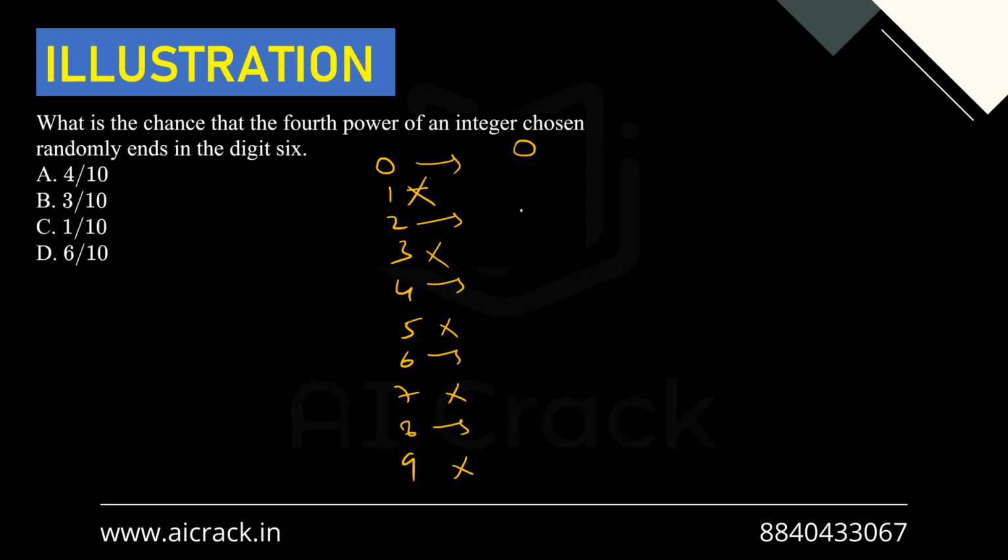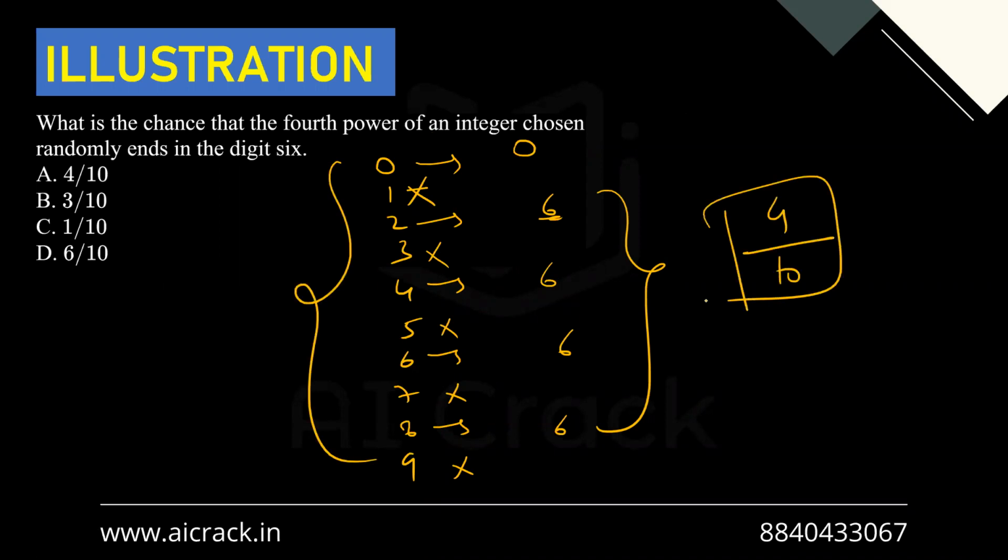In case of 2, we saw that it's going to end in 6. In case of 4, it's again ending in 6. In case of 6, you can check that it's ending in 6. And even in case of 8, it's going to end in 6, because 8 times 8 is 64, and we have one more 64. If I multiply 4 and 4, we'll get 6 over here, right? You can similarly verify for other numbers as well. So we have 4 favorable outcomes over here, that is 4 divided by the total number of outcomes, 10, and that would be our answer.